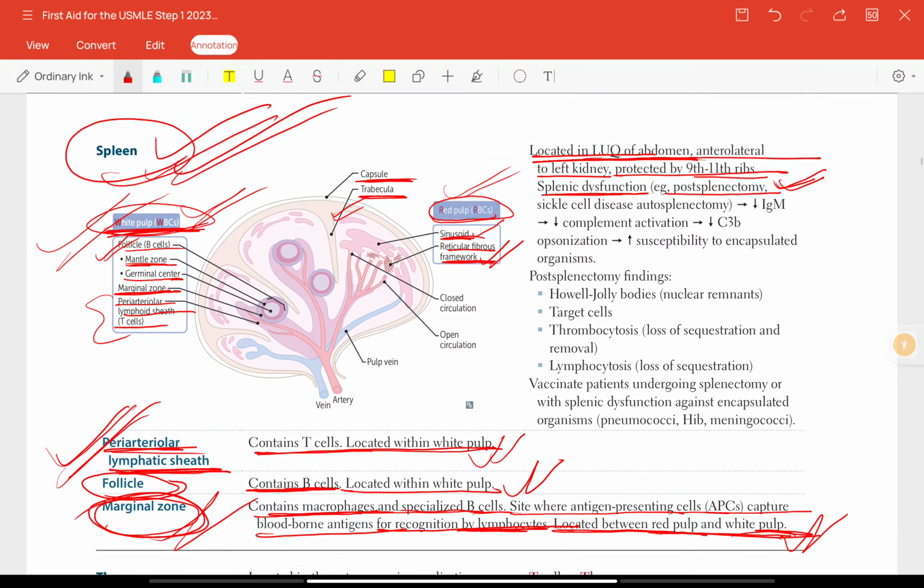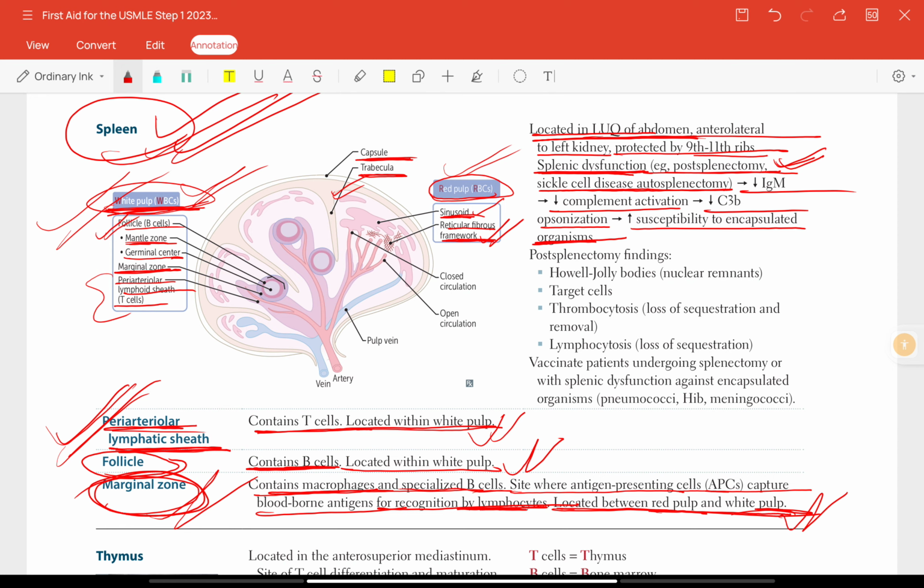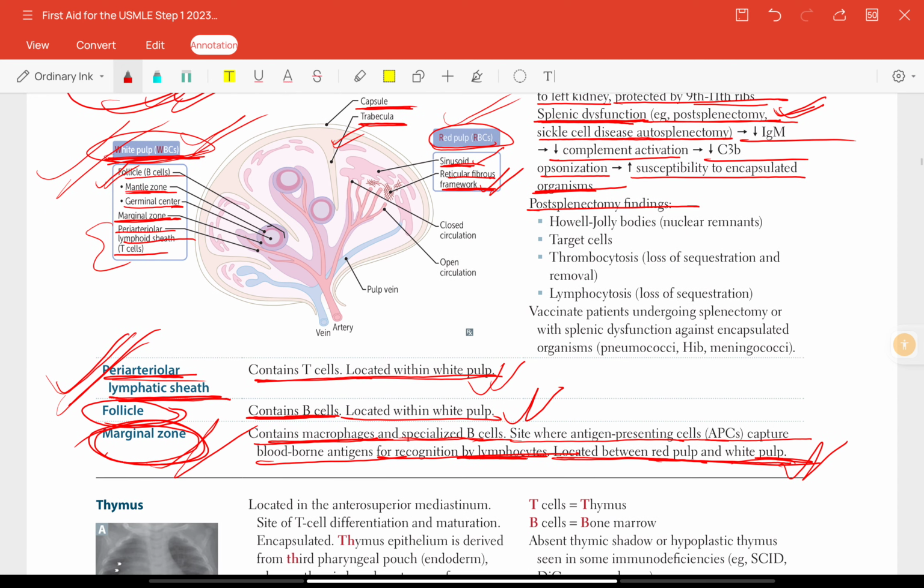Now let us discuss splenic dysfunction. An example is post-splenectomy, seen in sickle cell disease, that is autosplenectomy, in which there is decreased IgM, decreased complement activation and decreased C3b opsonization, causing susceptibility to encapsulated organisms.